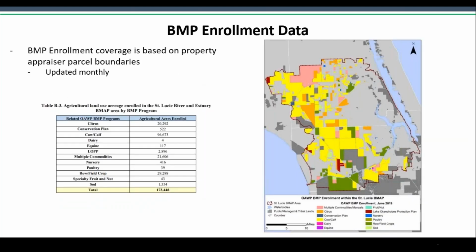Another base data layer for the unenrolled ag land analysis is OWAP's enrollment coverage. Our office produces a spatial coverage of properties enrolled in our program using parcel level data. And this coverage is used in BMAP documents and metrics, our statewide annual report, and any plans that want to evaluate the status of BMP implementation. And as you can see here, we have an example of a map that we provide for DEP's BMAPs, in this case, the St. Lucie BMAP. And on the left is a summary of the enrollment of agricultural lands by the different commodities that are adopted by rule.